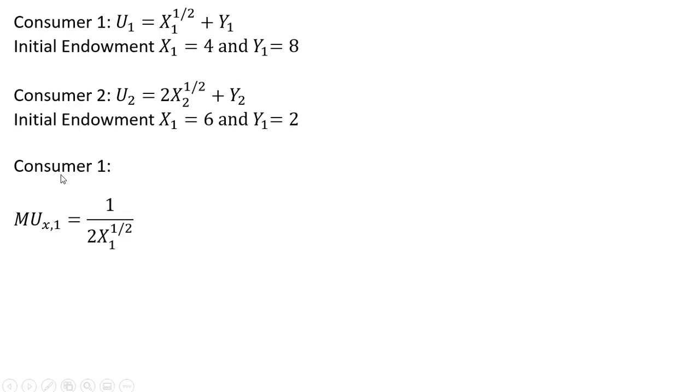First thing we'll do is get the marginal utility for good X and good Y for consumer 1. So we're going to take the partial derivative of consumer 1's utility function with respect to X. This 1/2 comes down in front, and we subtract 1 from this exponent, and we would get the following result. And the marginal utility of good Y for consumer 1 is just going to be 1. And if we were to form the marginal rate of substitution, the marginal utility of good X divided by the marginal utility of good Y, we would be left with the following result.